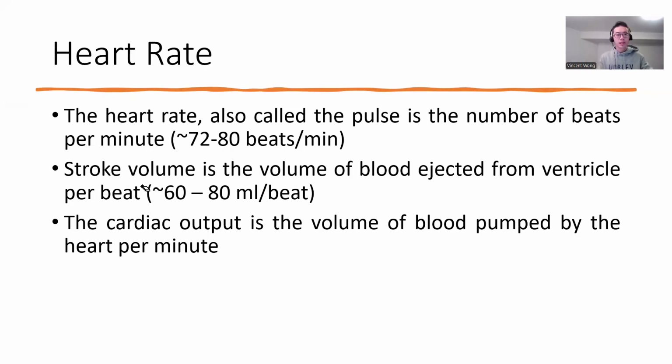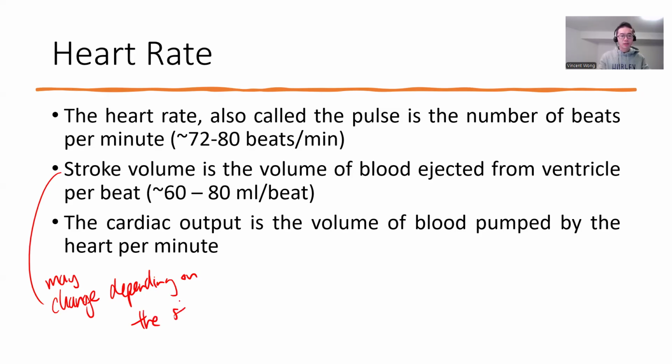There are two other ones that I want you to know. Stroke volume. Stroke volume is the volume of blood that's being ejected from the ventricles every time it's squeezed. So how much blood comes out from the ventricle when it contracts? Typically, it's about 60 to 80 milliliters per beat. Stroke volume may change depending on the strength of contraction. So sometimes the heart might squeeze more forcefully than others.